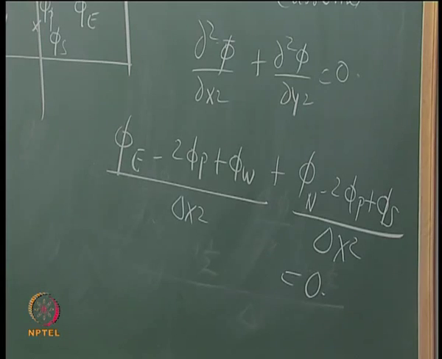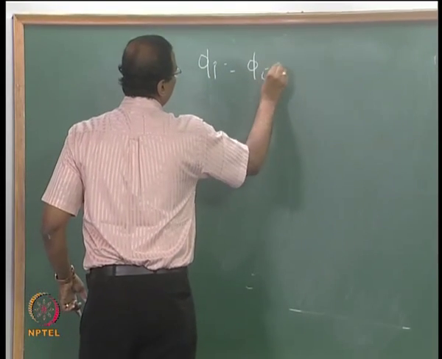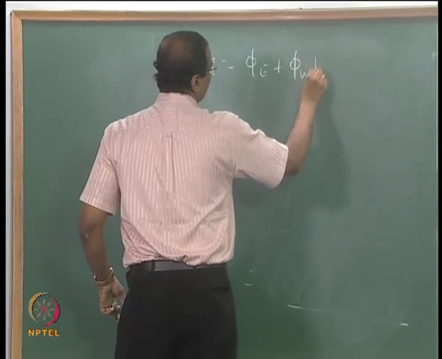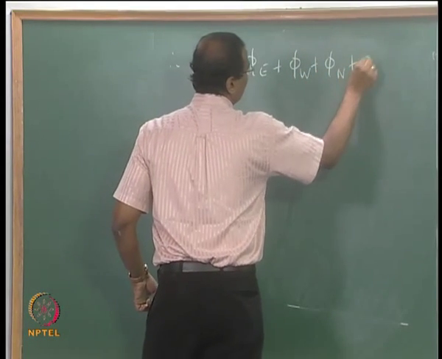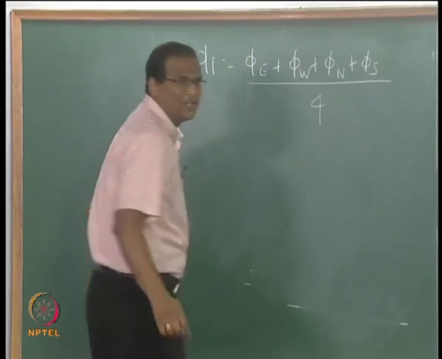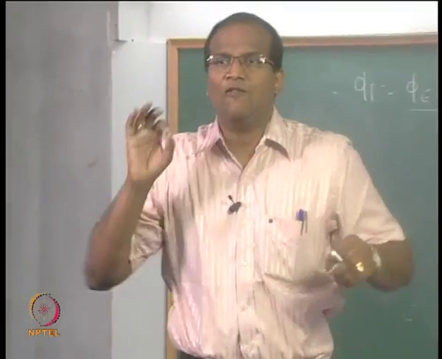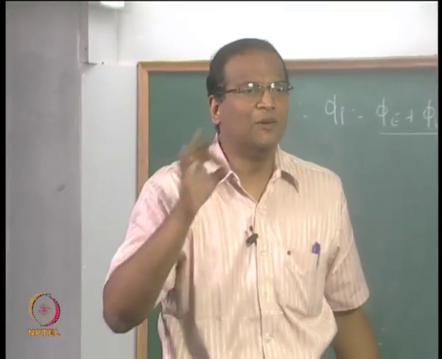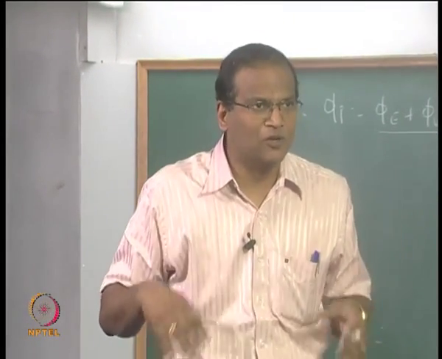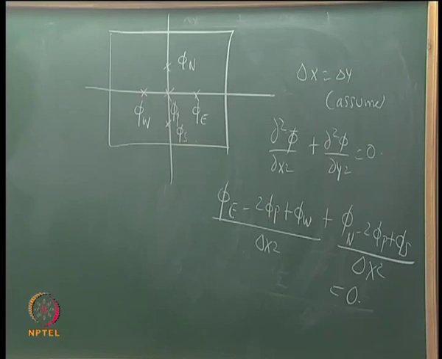So if you simplify, it is as simple as that. So the value of the temperature at a particular node is the algebraic average of the temperature at its surrounding nodes. Looks reasonable, provided delta x is equal to delta y. So this is also the commonsensical answer you would have obtained, right?